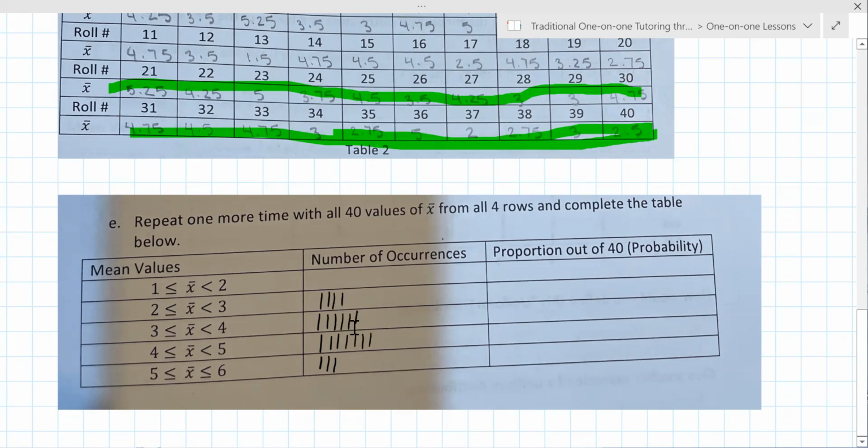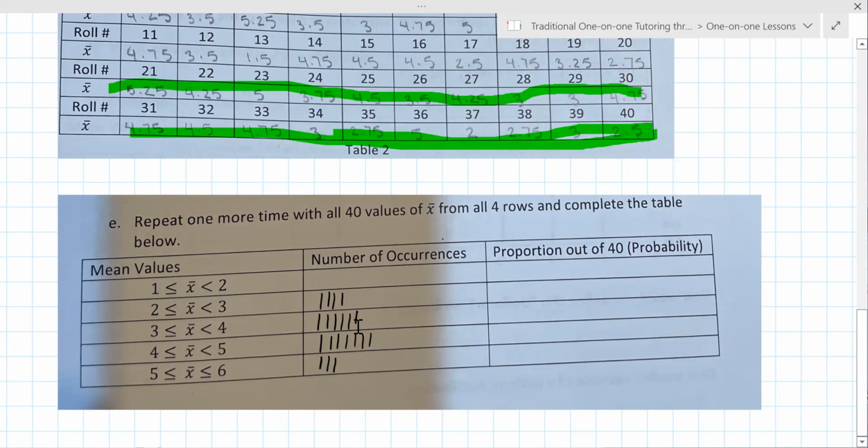4, 8, 10, 16. Did I miss one? I might have missed one here. 4, 8, 10. No, I didn't. Okay. Yeah, that's right. All right.